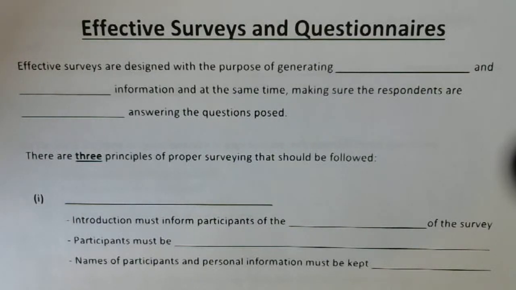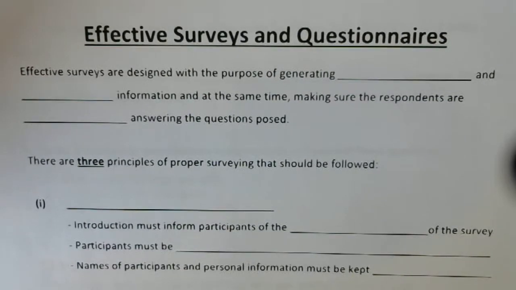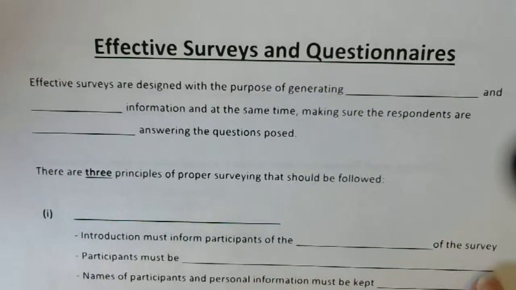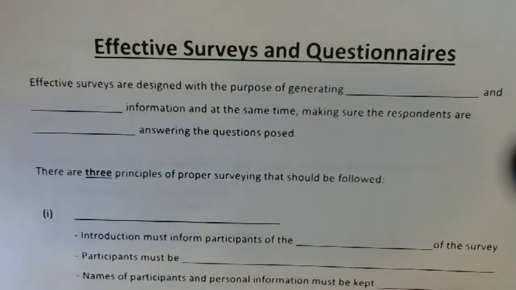So far we've talked about some types of data and how they work. What we're going to look at right now is effective surveys and questionnaires, which is basically a way to collect data. You need to be able to ask questions and gain the information you need from a population. Okay? So just to get started, a questionnaire is something like this.